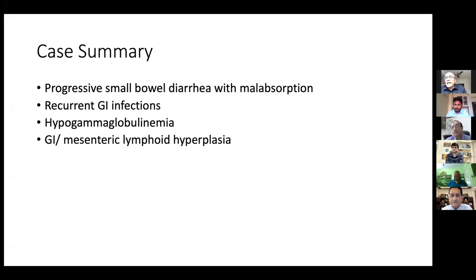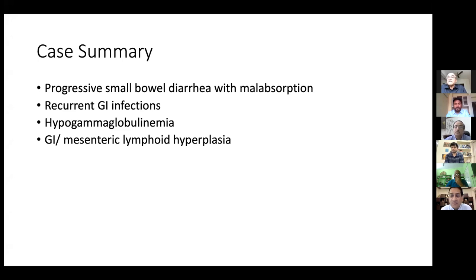So looking now, it looks like it is common variable immunodeficiency with recurrent small bowel infections, which cause the diarrhea. But it looks like a 3 month prolonged course did lead to a lot of prolonged remission of symptoms.